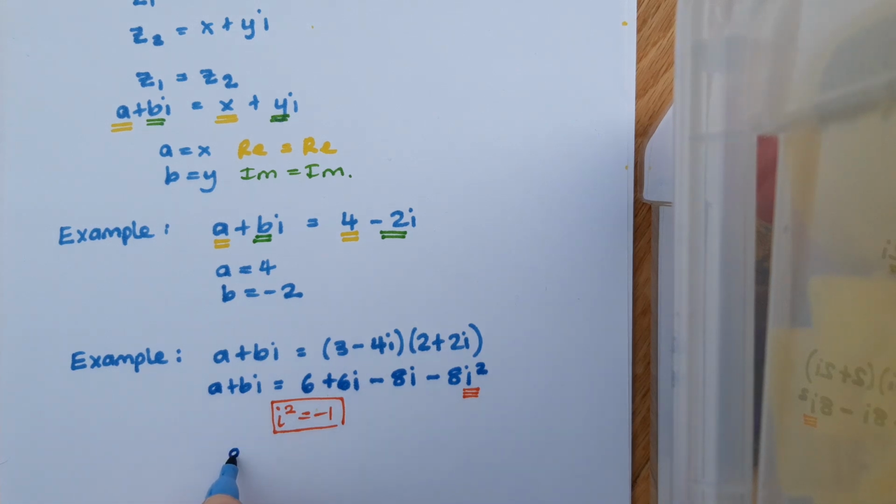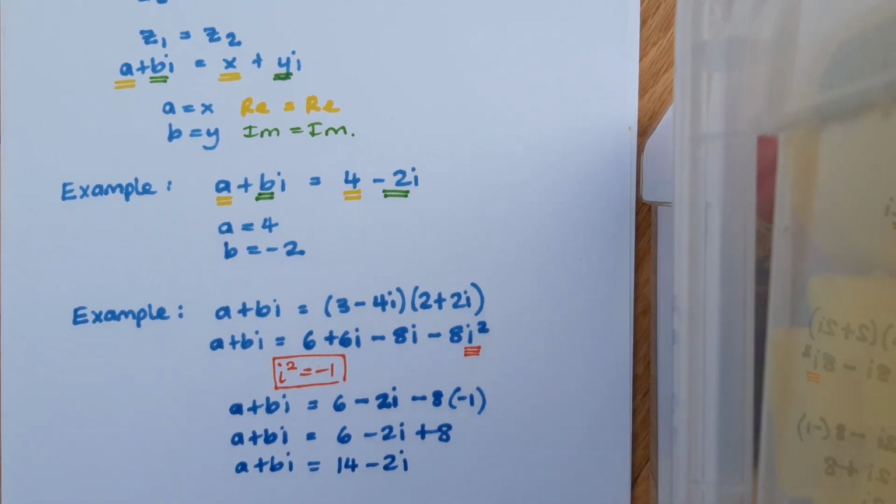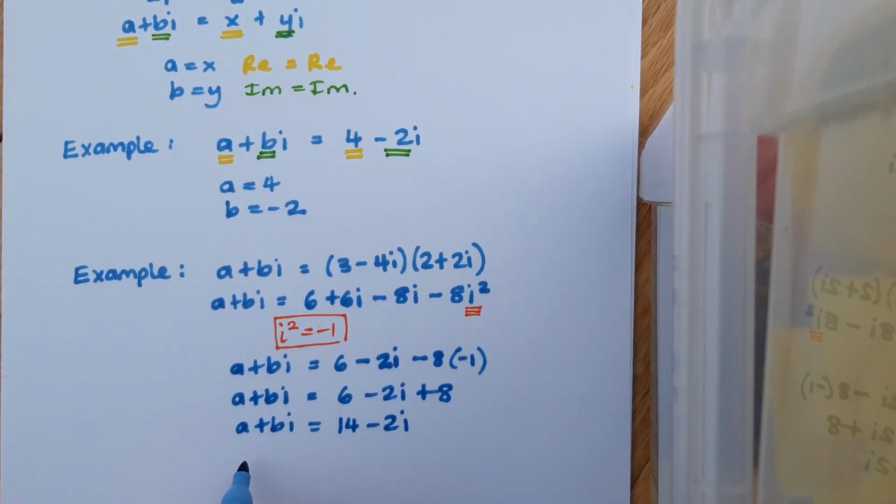I'm going to say that a plus bi equals 6. I'll just put those two imaginary terms together. Minus 2i, minus 8 times minus 1. A little bit more tidying up then. a plus bi equals 6 minus 2i plus 8, which I can simplify to read a plus bi equals 14 minus 2i.